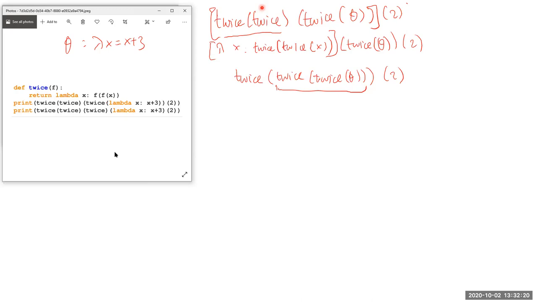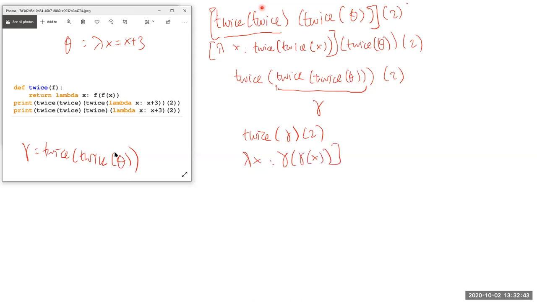But to break the first part, it's gonna be quite complicated because the input is quite long. Hence, I'm gonna represent this as gamma. Gamma is twice theta. So I'm gonna have twice gamma 2, which will give me lambda x gamma x 2. I'm gonna insert it, so I'll get gamma 2. Now here's when you wanna start to break things up. Now let's see if we break this part: gamma twice twice theta 2.